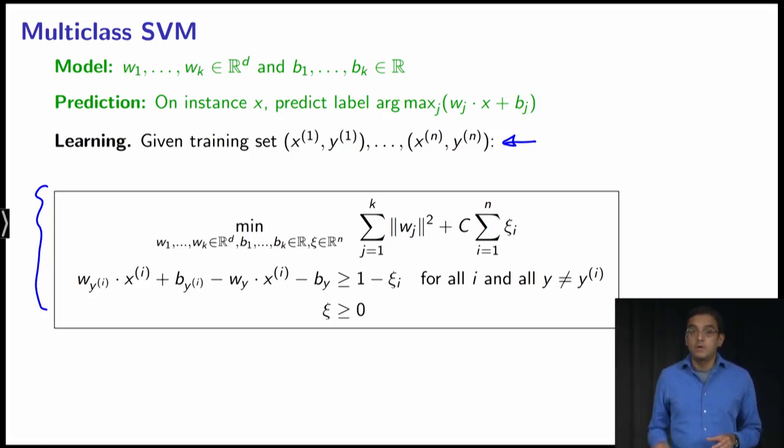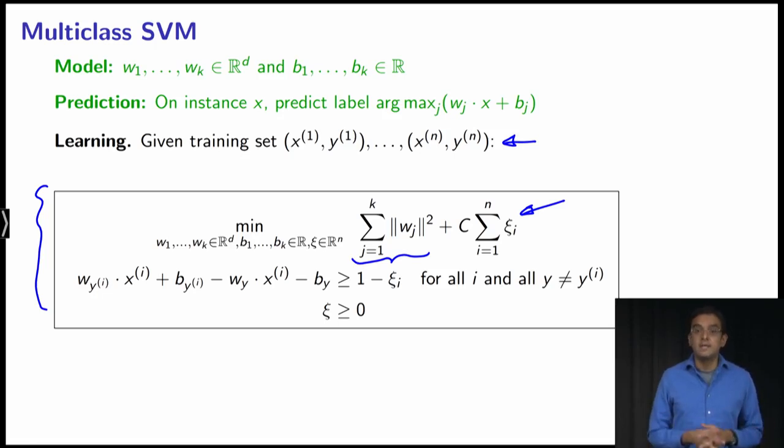As usual, we want to minimize the norm of w squared. But in this case, we have k different w's. So what we're minimizing is the sum of all of their squared norms. As usual, with the soft margin SVM, we have a slack parameter for each data point.